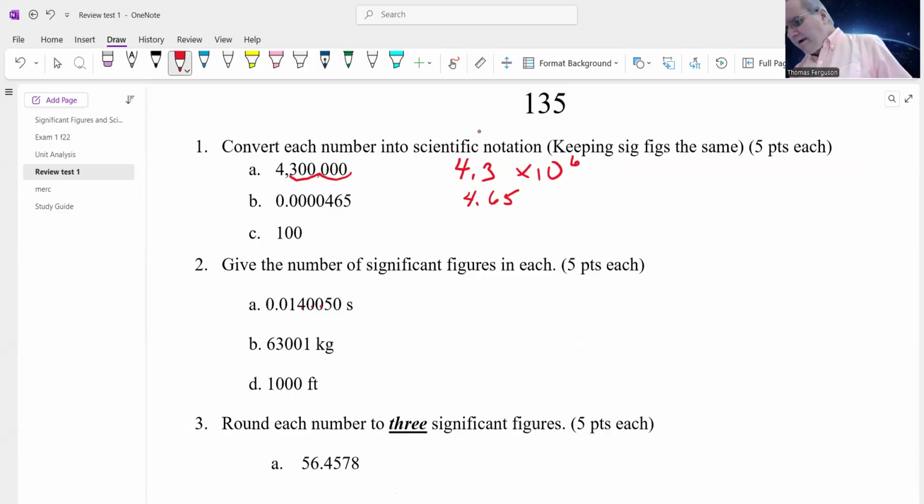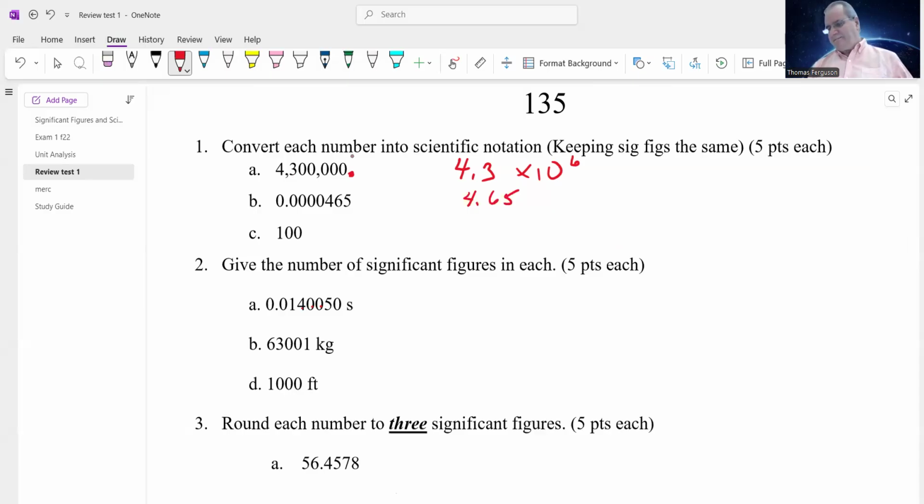What would we do if we had a decimal point there? Because that's 7 sig figs. How would we write our scientific notation?